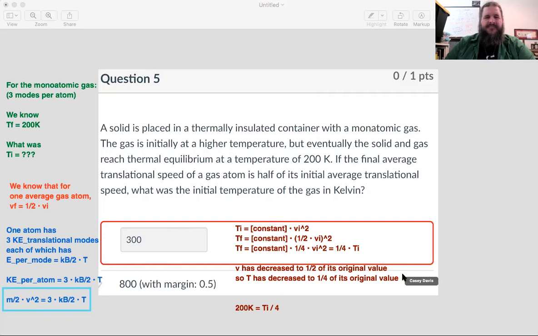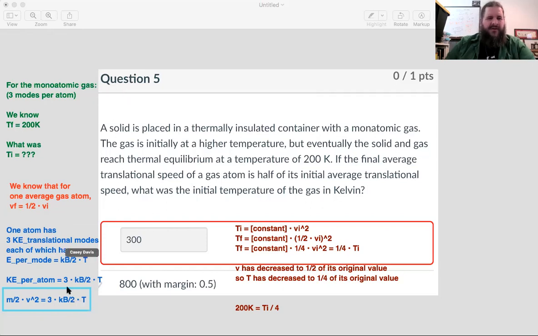Yeah, I have a question. I guess I'm a little bit confused about the constant. Why does the constant not affect the final temperature? It doesn't really influence the relationship between the initial and final situation because it's the same constant.